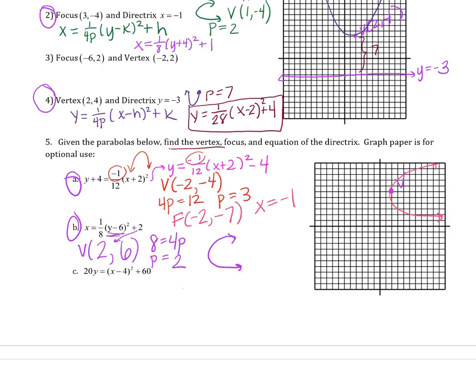Okay, so now using that p is 2, I'm going to go 2 to the right from the vertex. And this is going to be the coordinate, so I'm going to have the same y value, so I'm going to have (4, 6), and I'm going to go in the other direction 2 units, and my directrix is actually going to be the y-axis, so x is equal to 0. So x equals 0, and my focus is at (4, 6). All right, moving on along.